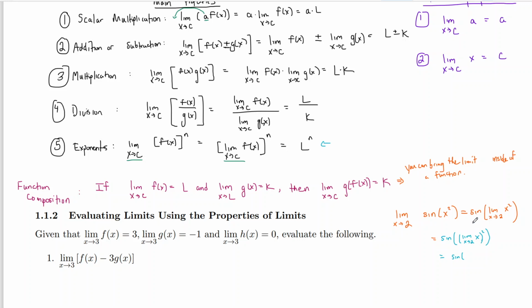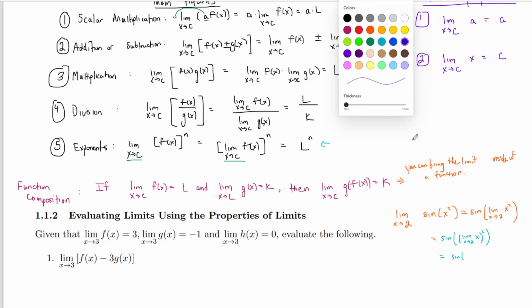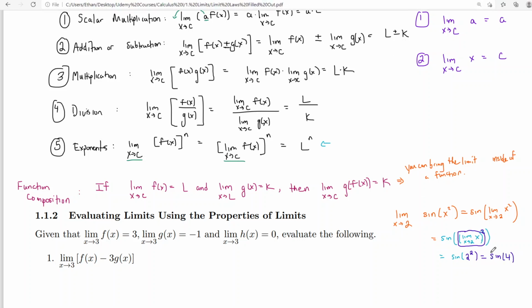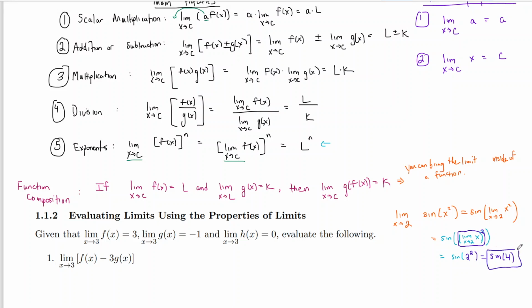So this is sine, and the entire inside here without the exponent, using our property 2 up here, is just 2. We have the same exact setup here with c equals 2, so this is 2. We still have that squared power on the outside, so we have to square it. And then 2 squared is 4, so this equals sine of 4. And whatever sine of 4 is, not a big deal. But the point here, and the point we're going to see throughout the section, is that when you have to do a limit, it's pretty much just going to look like plugging in the number.